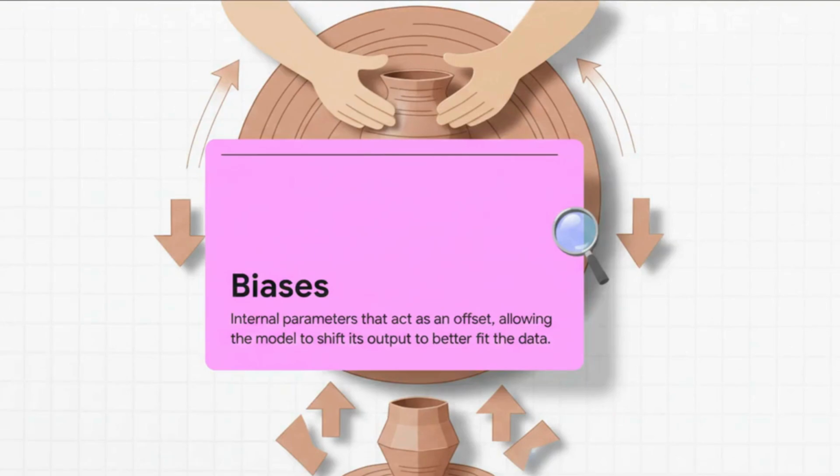The second type is called a bias. Now, if weights are the individual finger pressures, you can think of the bias as the overall starting position of the potter's hands on the wheel. It's like a general offset that shifts the whole shape up or down, just helping the model get into the right ballpark to begin with.